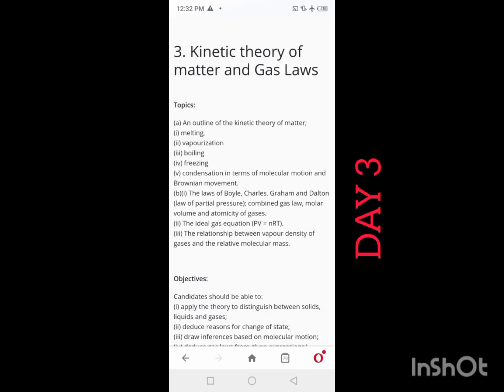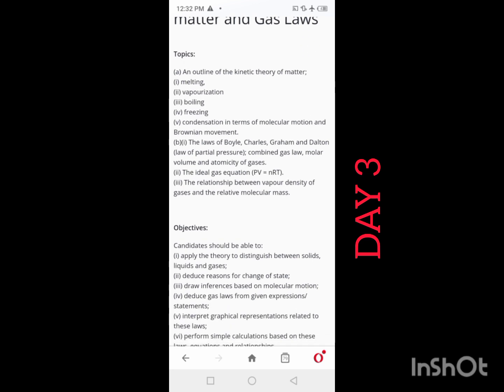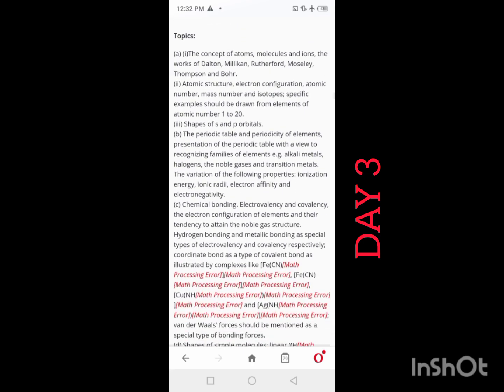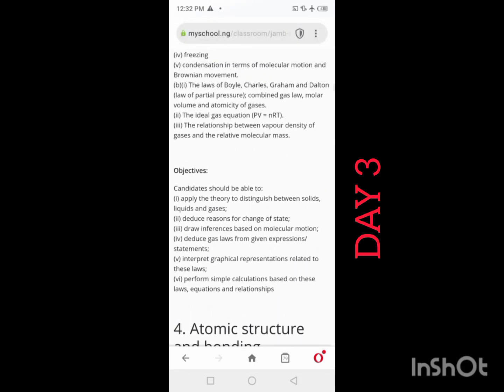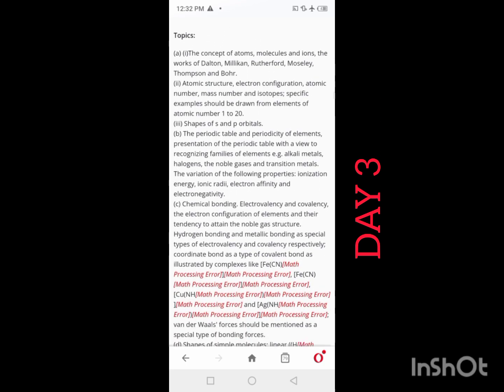And then on the third day, you're looking at kinetic theory of matter and gas laws. You'll not be doing just that on the third day because that is a simple one. You can do it on the third day.